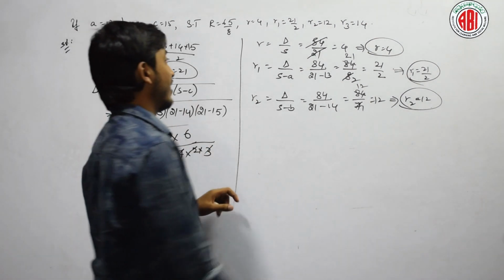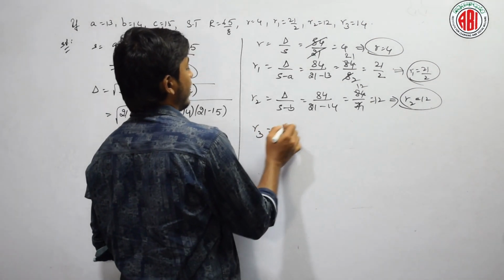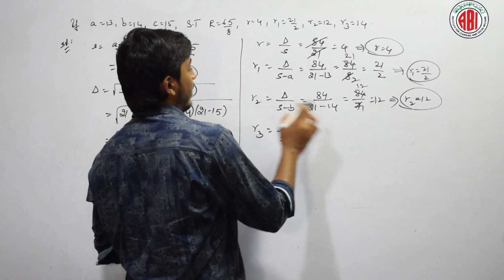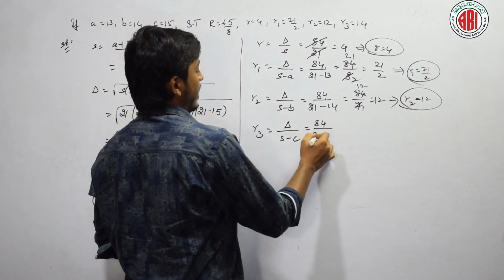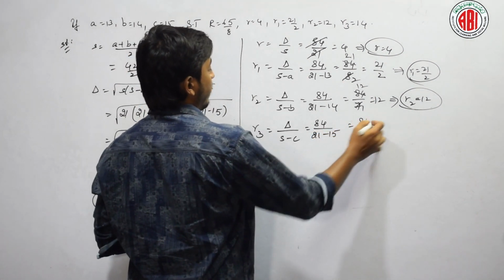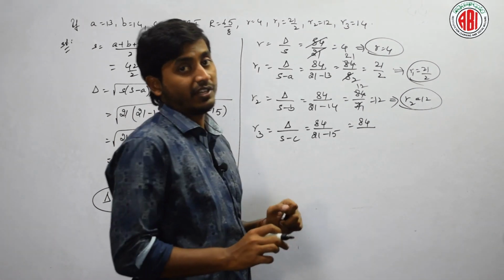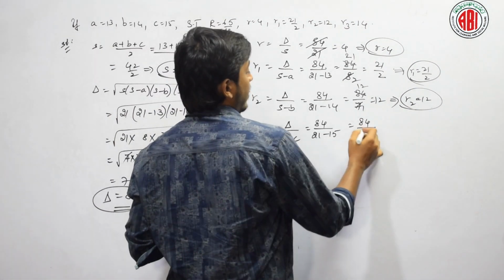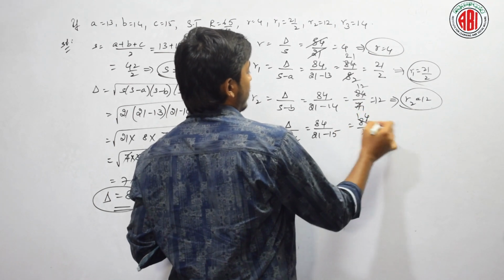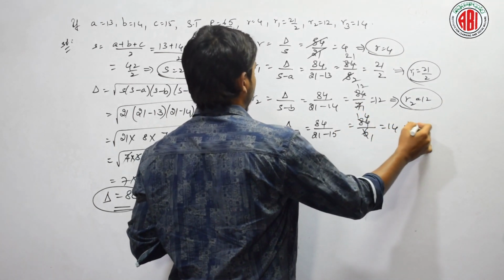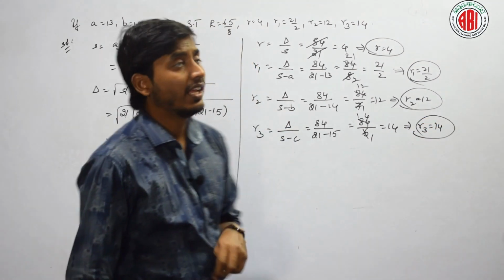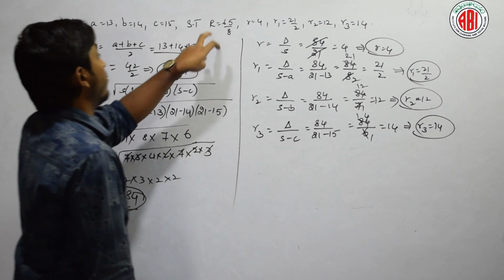Okay. Let us complete the remaining things. R3 is delta by S minus C. That is, what is the value of delta? Delta is 84, S is 21, C is 15. 84 by 21 minus 15. How much is it? 6. 6 ones are 6 and 6 4s are 24. Therefore, I got the value of R3 as 14. Clear? And which value we have to find more?